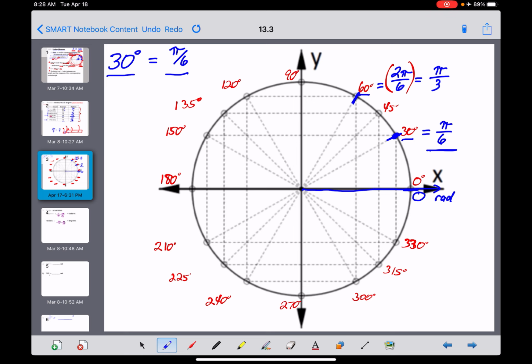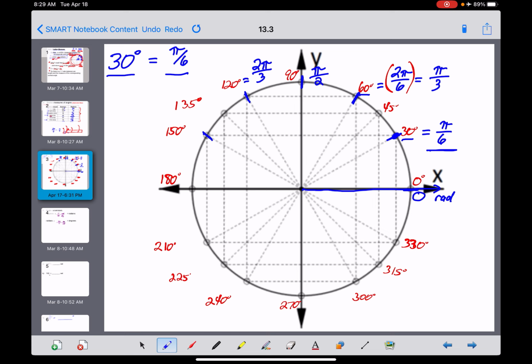This was 2 pi over 6. Let's go another 30 degrees. That'll get us right here, which is 3 pi over 6. But of course, 3 over 6 simplifies to 1/2. So this then is going to become just pi over 2. 3 over 6 simplifies to pi over 2. Now that was 3 pi over 6. Let's keep going. Right here, 4 pi over 6, and that simplifies to 2 pi over 3.